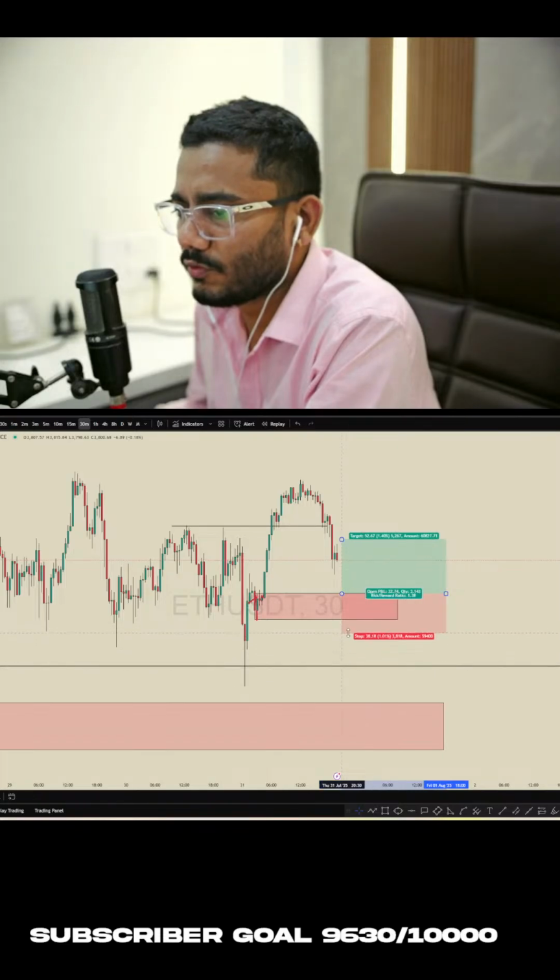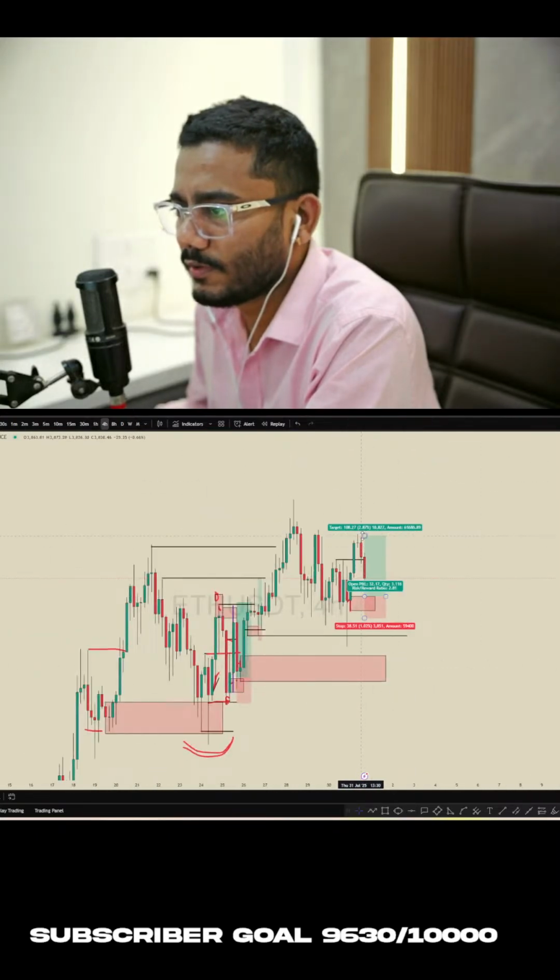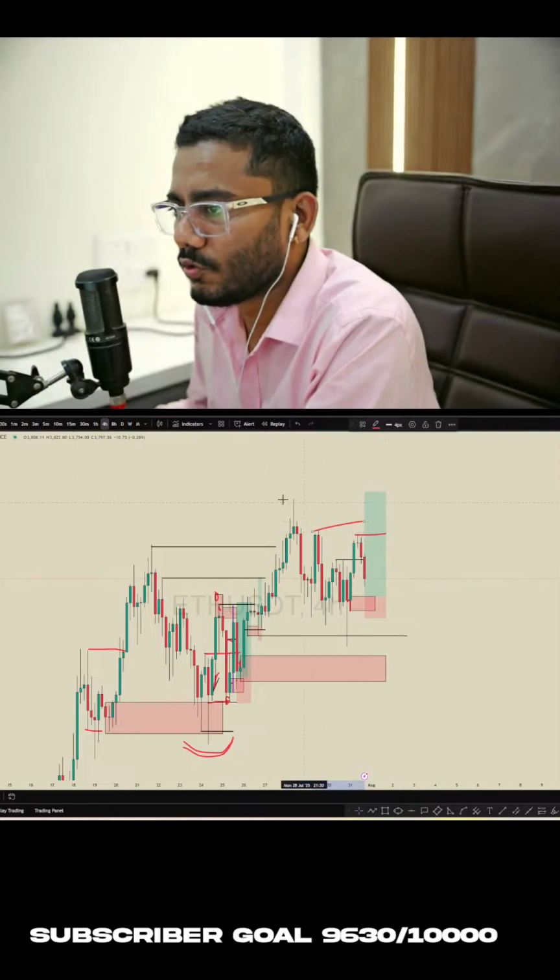Stop loss below this low. The next will be a target. 1, 2, 3.